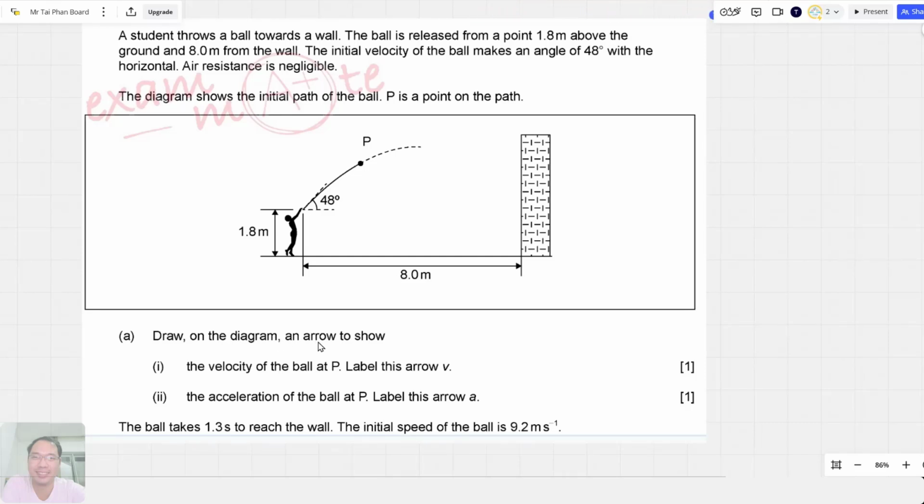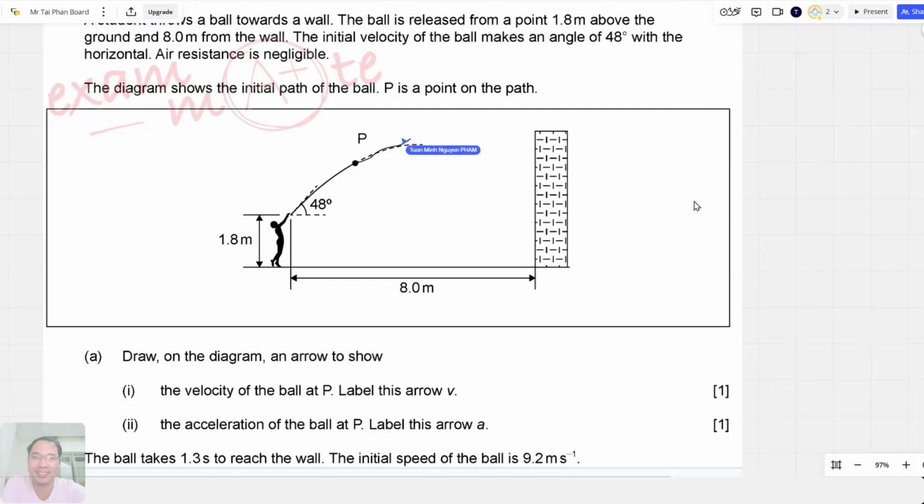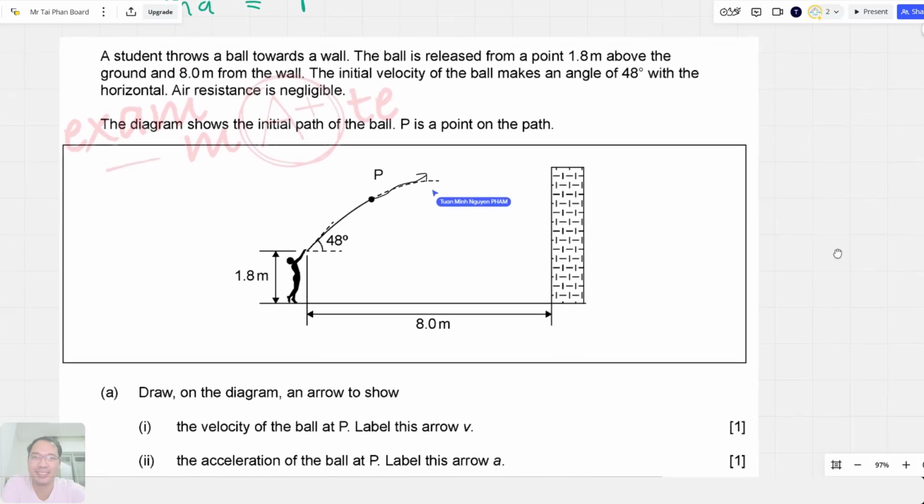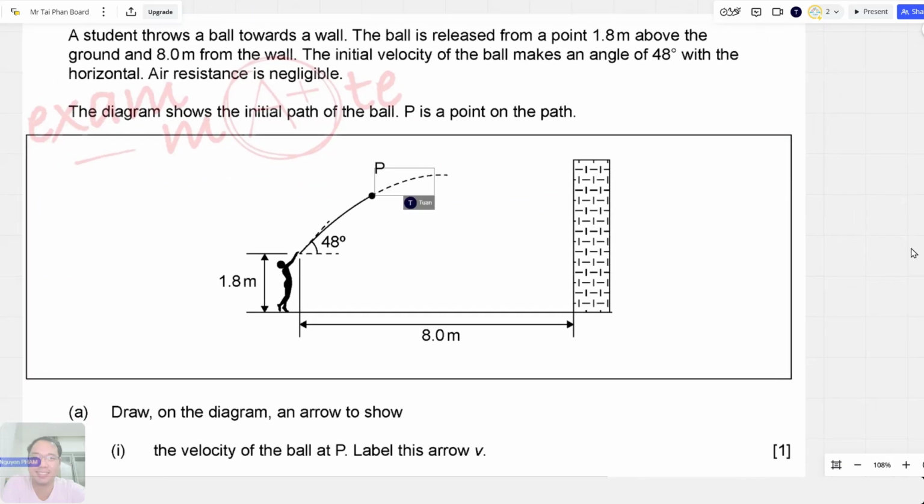Draw on the diagram the arrow to show the velocity of the ball at P. Label this arrow V. What is the most important property when we draw that arrow? It must be tangent to the orbit. The velocity V there must be tangent to the orbit of the object.